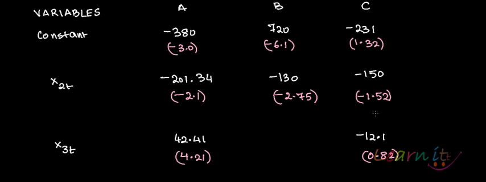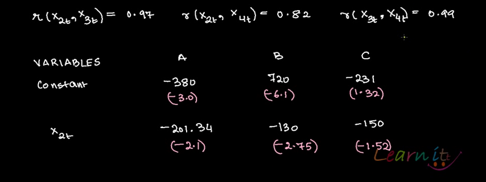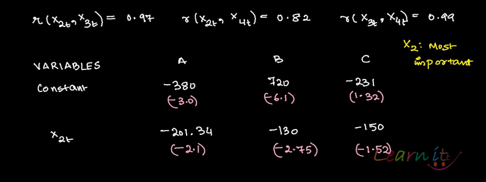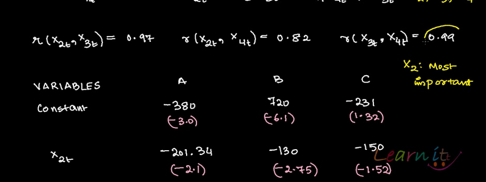Say, for example, x2 is the most important variable. You just can't leave it out or ignore it, and that's the reason x2 is in all three models. You can play with x3 and x4, but you can't play with x2. But x3 and x4 are also important. Notice that the correlation between x3 and x4 is quite huge, almost perfectly correlated.